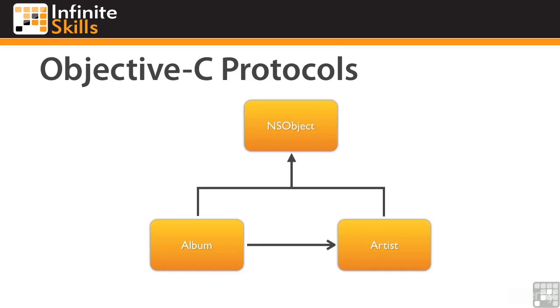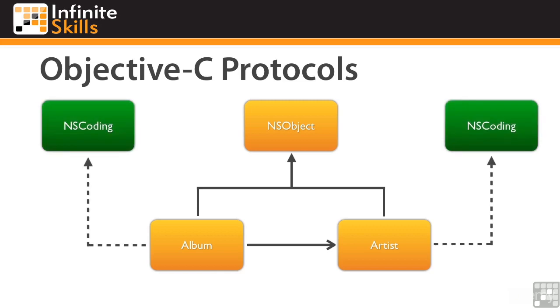So here's our existing object model. We have an album and an artist object, and both of these inherit from NSObject. But we can add additional facets of behavior by adopting and conforming to a protocol. Both of our objects inherit from NSObject, but adopting and conforming to the NSCoding protocol allows them to participate in this keyed archiving process.